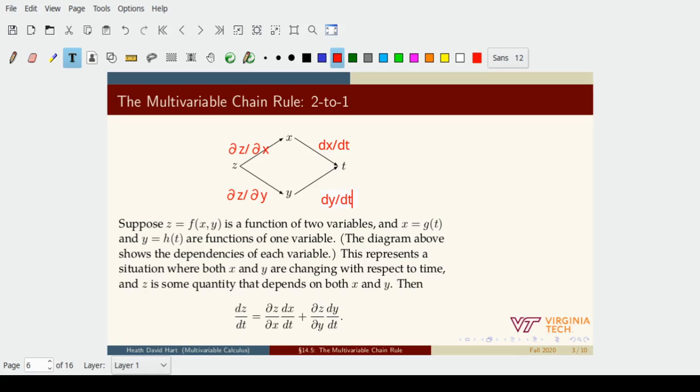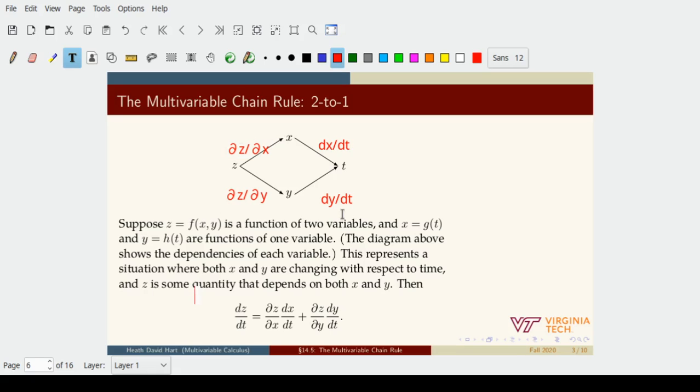Now, I'm using different notation here because x and y are single variable functions and z is a multivariable function. And so if it looks like I'm doing something funny by using one symbol over here and one symbol over here, this is the symbol for an ordinary single variable derivative, and this is the symbol for a partial derivative. The notation is not important here.